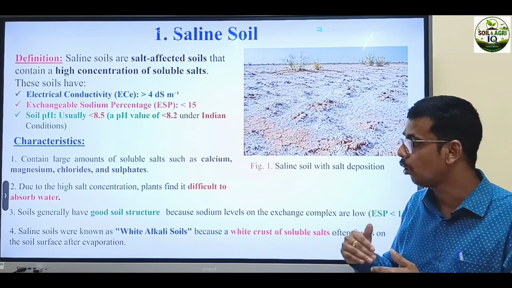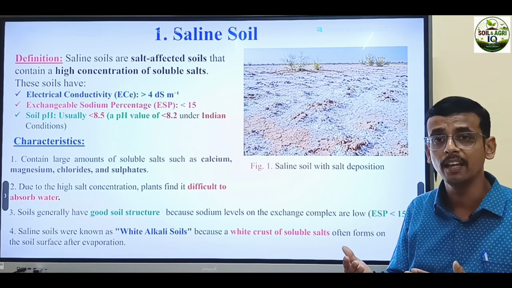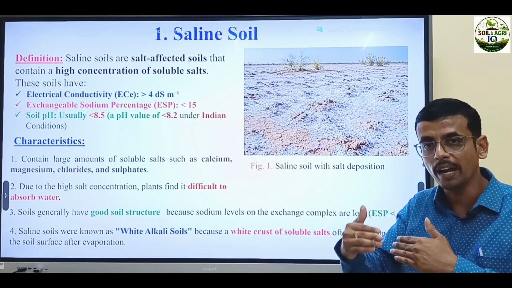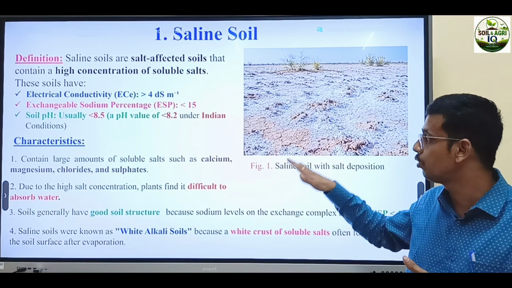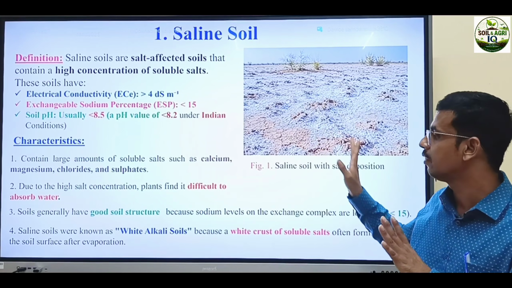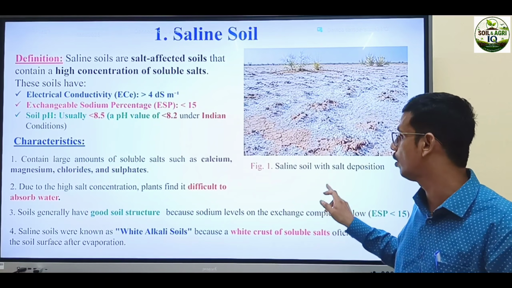Then this soil is also known as white alkali soil. Why? Because you see in the picture here, white crusts of salts are deposited on the surface of the soil. That's why it looks white, and that's why it is also known as white alkali soil.